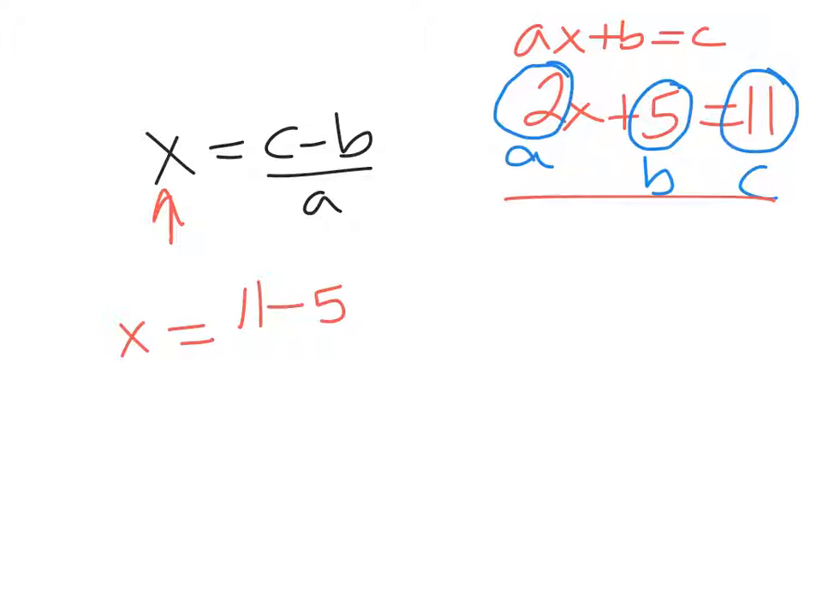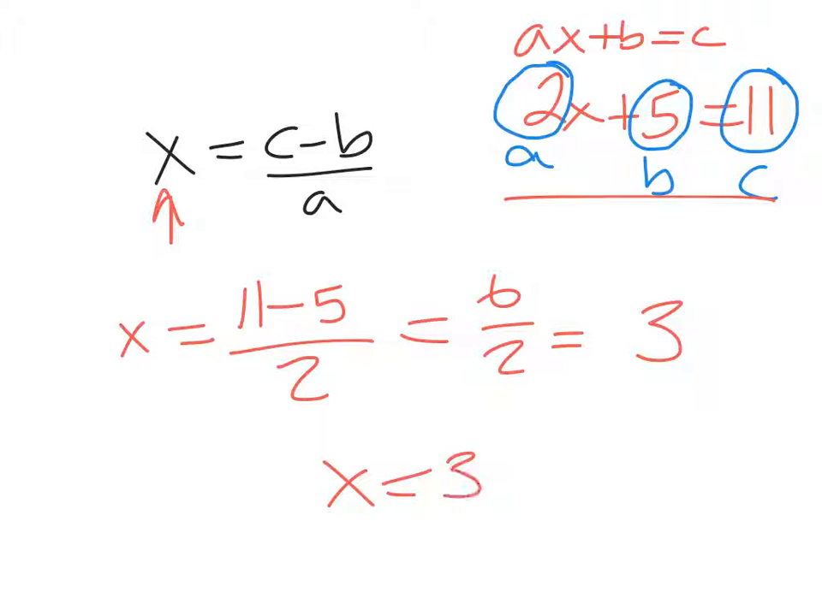Wait, what happened to the A? Happened to the what? To the x equals 11? I haven't finished, because Ben asked me a question. So we have 11 minus 5, which is c minus b, and then what's a? 2. So now we just solve this. What is 11 minus 5? 6. And what's 6 divided by 2? So x equals 3. Any questions?